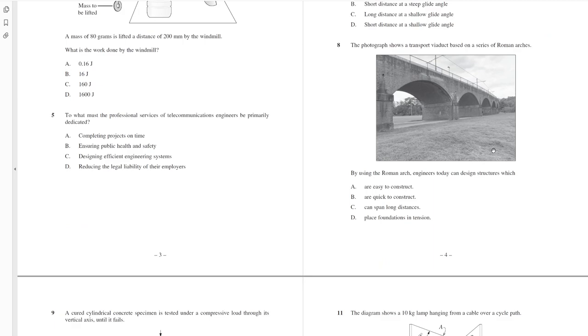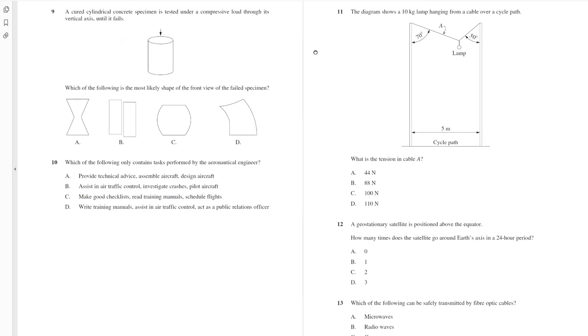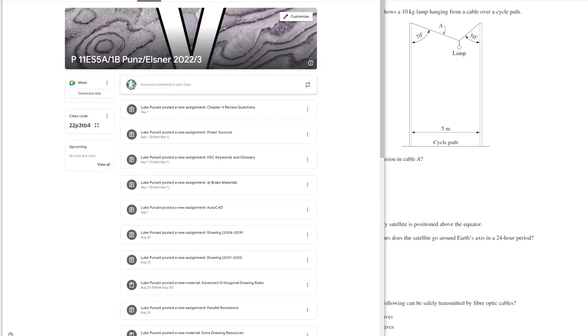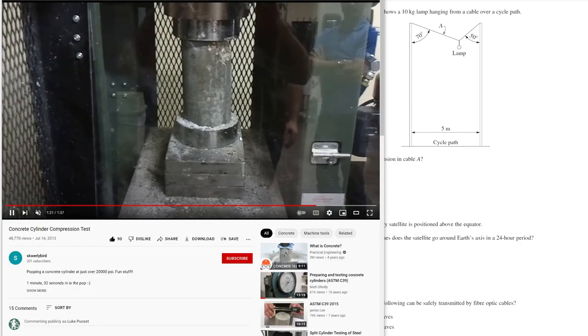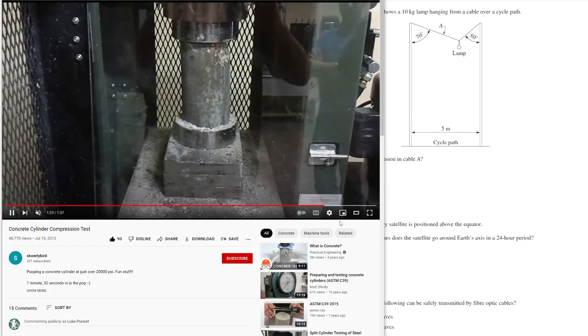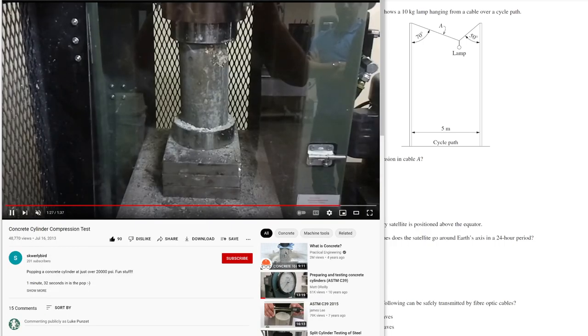Okay, so we're going to pan. That's how we're going to do this. Okay, so we're going to test some concrete using a compressive test. If we go to my mate Sam Rockwell's testing megathread, I've got compressive test. If we click on that, we get to here, and we can see this lab test.